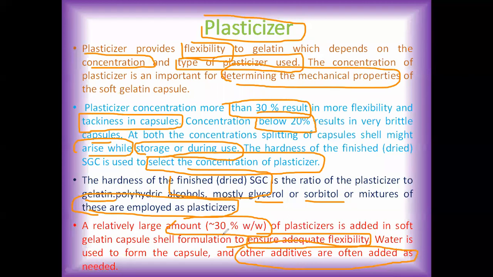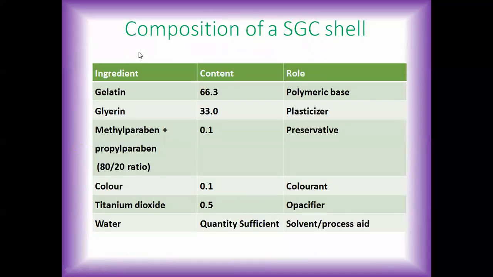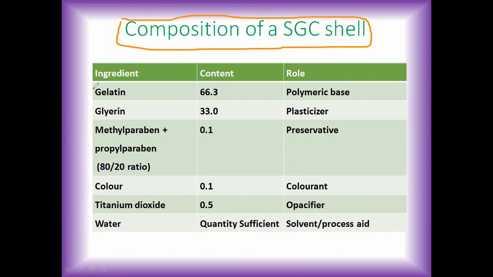Now with this, let's move to the next component of the soft gelatin capsule. Before that, this is a composition of the soft gelatin cell. Now we have discussed gelatin, okay? We have discussed regarding the plasticizer. So here the plasticizer which is used is glycerine. Then we can use other additives such as preservatives, where methylparaben and propylparaben are used in a ratio of 80 to 20.